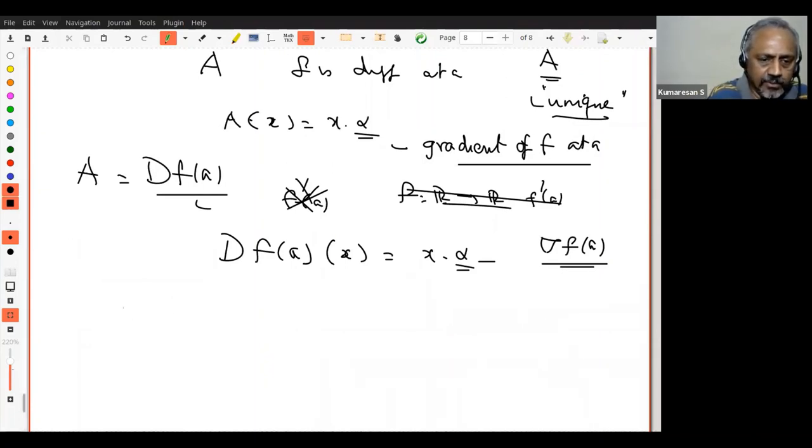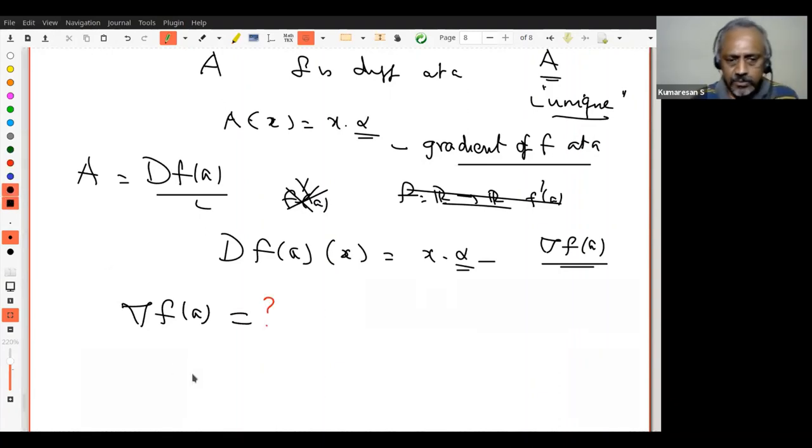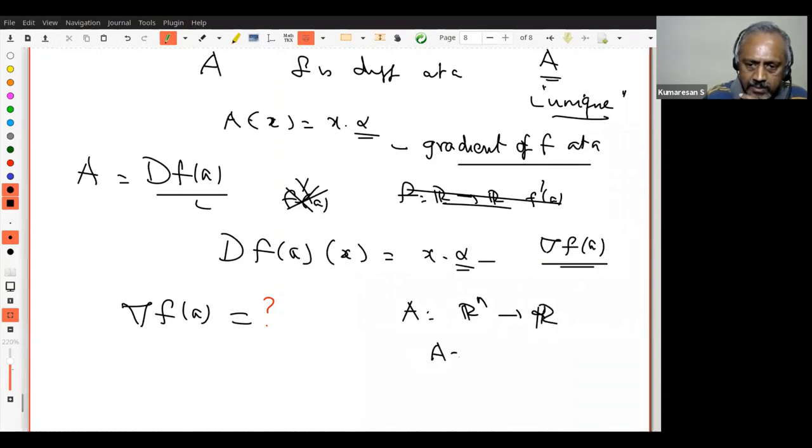So what we want to know is, do I know how to identify this? This is a question I want to answer. But that is very easy. Remember, when A is a linear map from R^n to R and Ax equals x dot alpha, what is alpha? Alpha is alpha 1 to alpha n. But what is alpha 1 to alpha n? This is A of e1 up to A of en. That is A acting on e1, A acting on en. That's a number. This is a number. You understand?